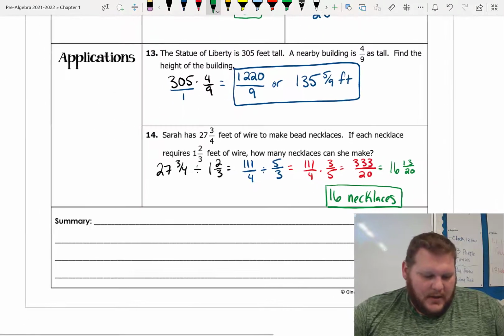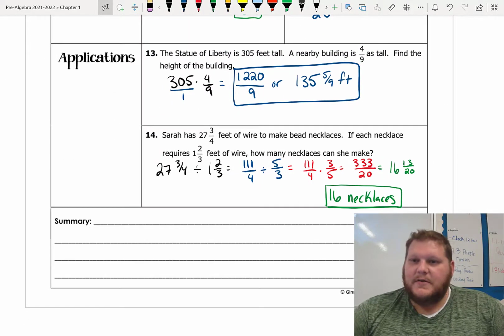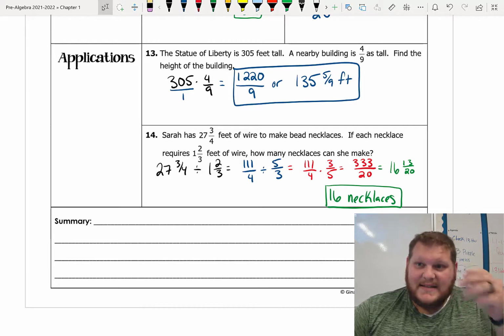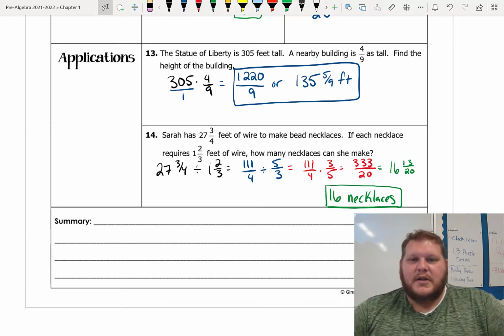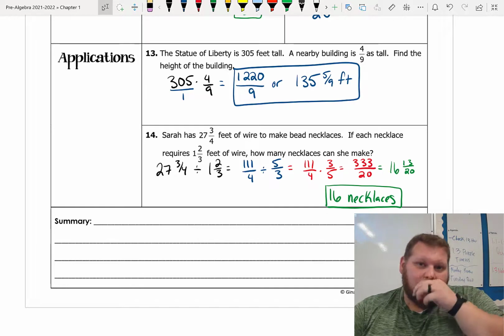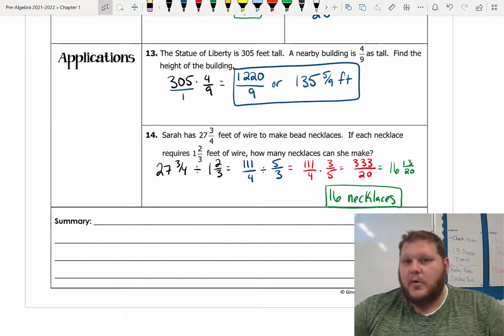Alrighty. That's it for this section for 1.4. Again, this is the last topic before our first quiz for this chapter. So our next day will be a review day, and then we'll be taking our quiz after that.